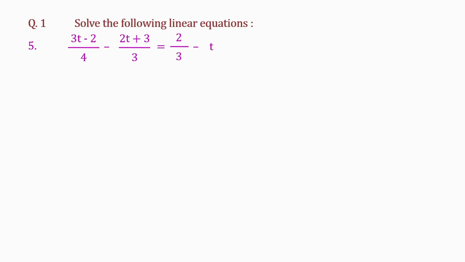Now another type of problem. This is, I know, a bit difficult. So let us take a look at how you are going to solve this type of problem. (3t − 2)/4 − (2t + 3)/3 = 2/3 − t.